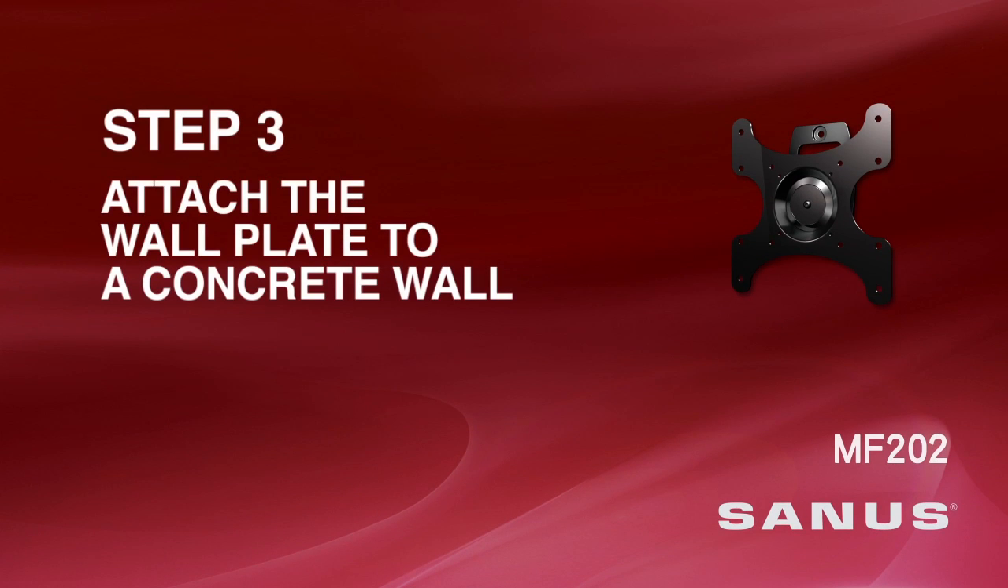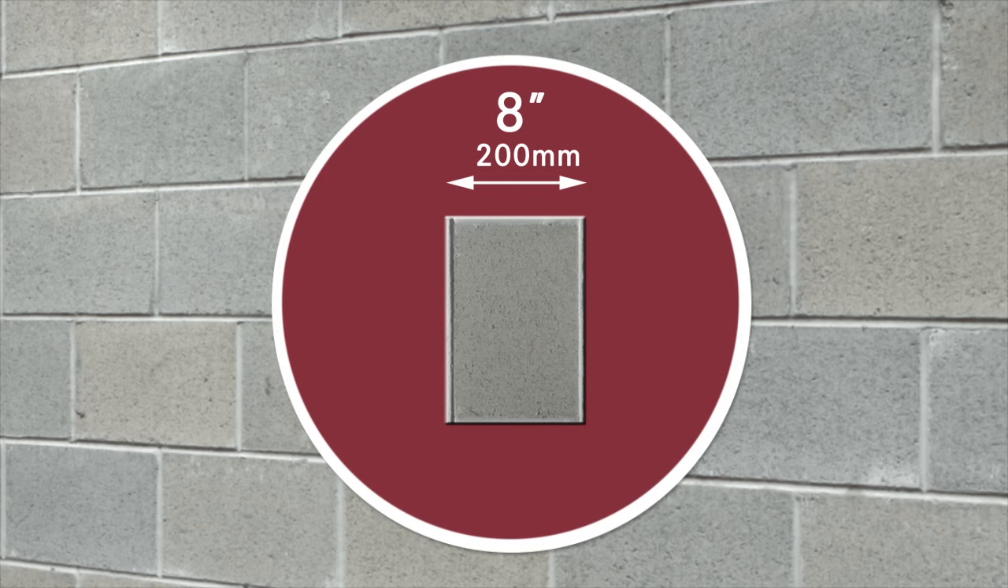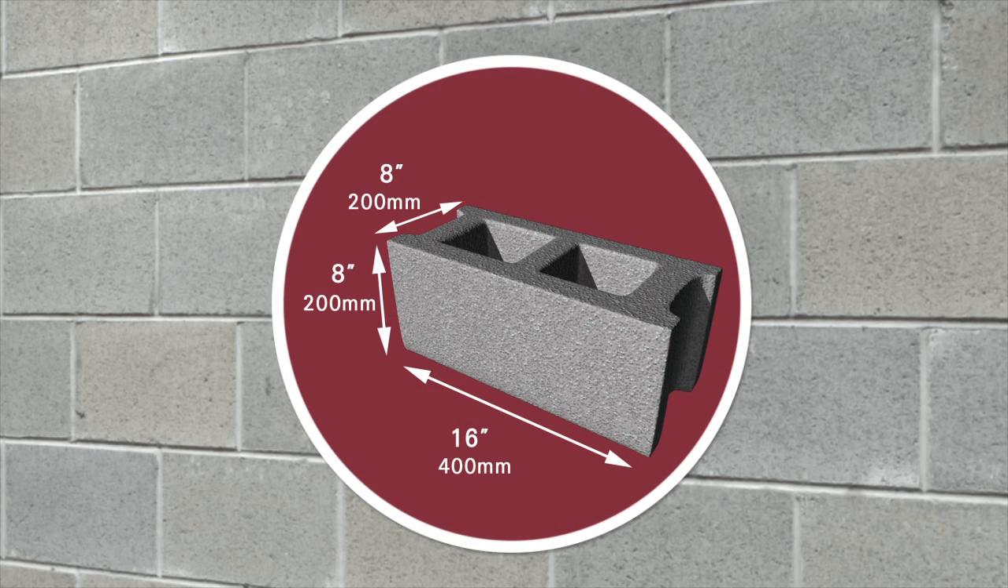Step 3. Attach the wall plate to a concrete wall. Please note, for safe installation, the solid concrete thickness must be 8 inches or more, and the concrete block size must be 8x8x16 inches or larger. Ensure to mount the wall plate directly onto the concrete surface and never drill into the mortar between blocks.